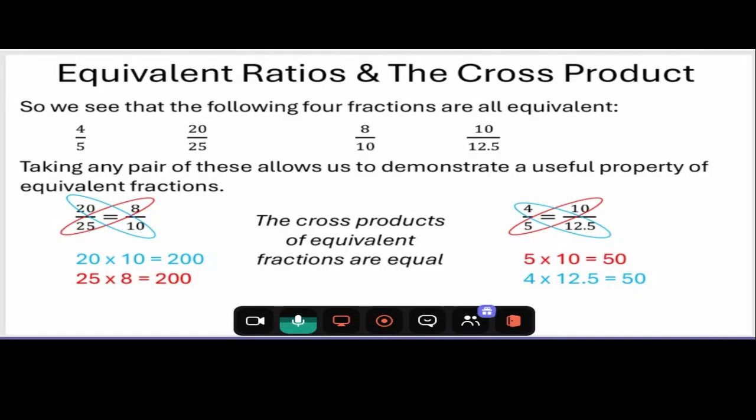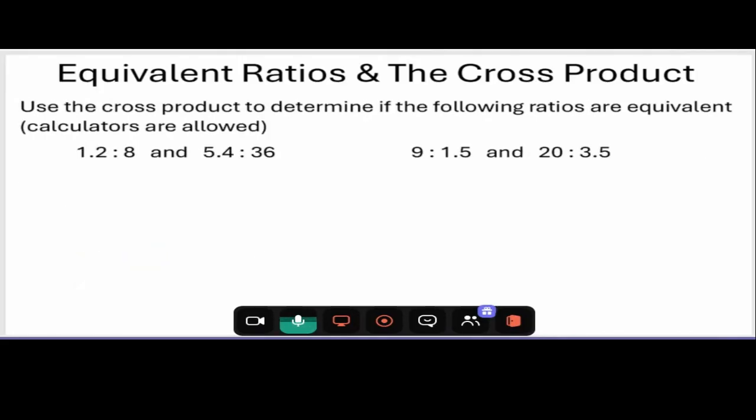That gives us a couple tools to use. First of all, the more powerful one will be the second one we see, but the first one actually gives us a way to check if ratios are equal or not, if they are the same ratio. So here we have two ratios, 1.2 to 8 and 5.4 to 36. Now the long way to do this would be to take both of those ratios, get rid of the decimals as we've already learned how to do, reduce the fractions, and see if they turn out to be the same reduced fraction or not.